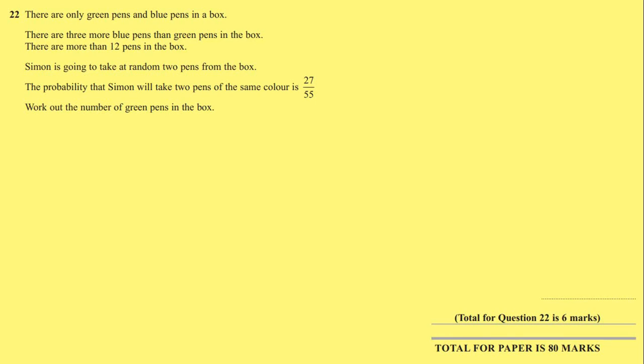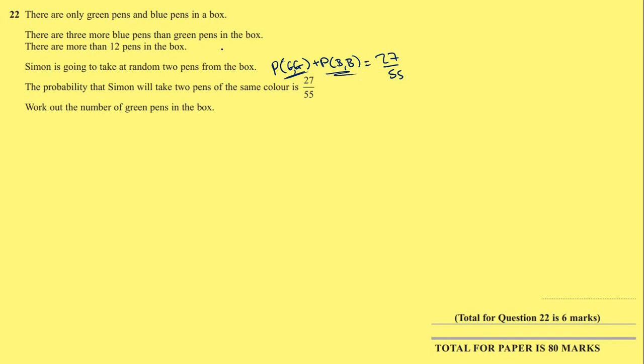If you're thinking about this in terms of tree diagrams, you've got non-replacement, which means that your probabilities are going to change when you pick the first pen versus when you pick the second one. The probability that Simon will take 2 pens of the same colour is 27 over 55. Now what that means is that the probability for Simon taking a green and then a green plus the probability of Simon taking a blue and a blue will equal 27 over 55. So what I'm going to need to do is try to get some expressions for these.